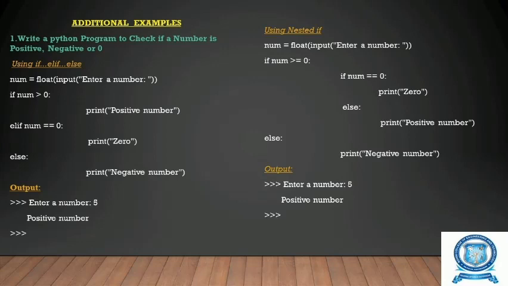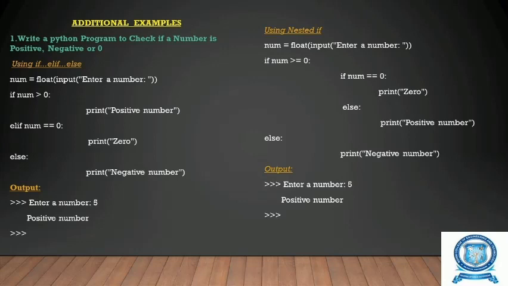If that statement becomes false, then we are checking another condition, elif number is equal to 0. If it is equal to 0, we are going to print 0. Else, if all the cases become false, then we are moving to the last statement, that is we are going to print negative number. Now in the output we are entering a number as 5. We know 5 is greater than 0, so we are printing it as positive number.